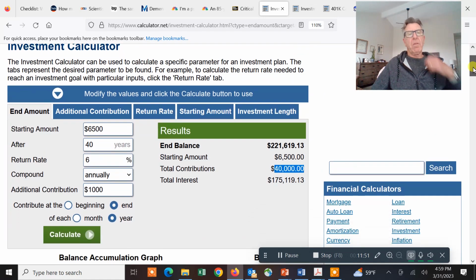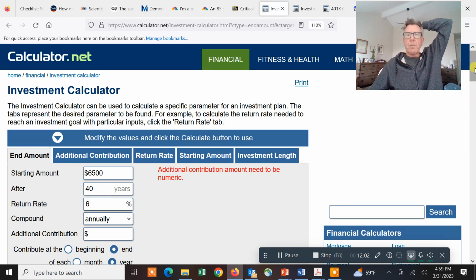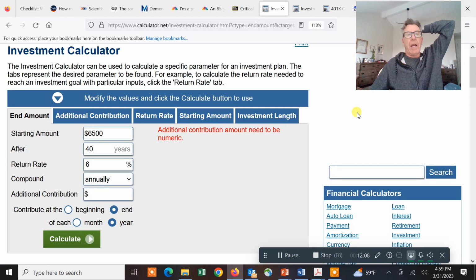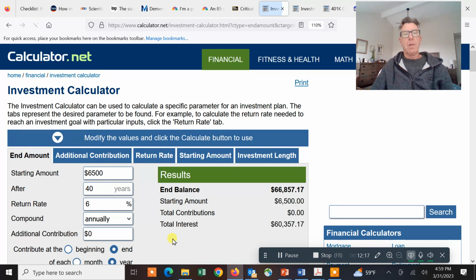Awesome. All right, so let's just say I don't have any money. It sucks. I just don't have any money. I put in that $6,500, and that's where I'm at. All right, so let's calculate that. So what we have here is it didn't like it. Additional contribution, I have to put in something. Hopefully that'll work. All right. There. I had nothing there, so I put in a 0.